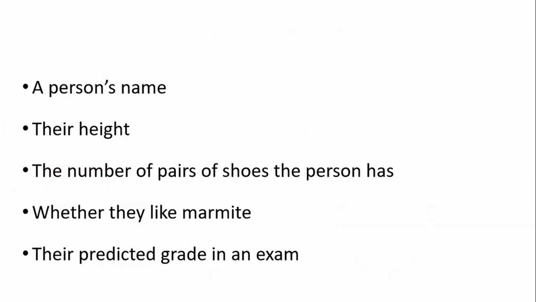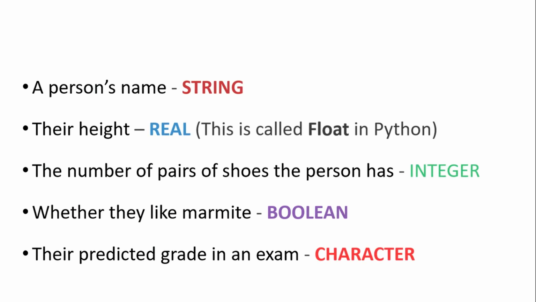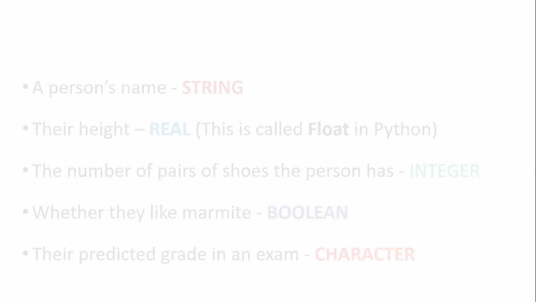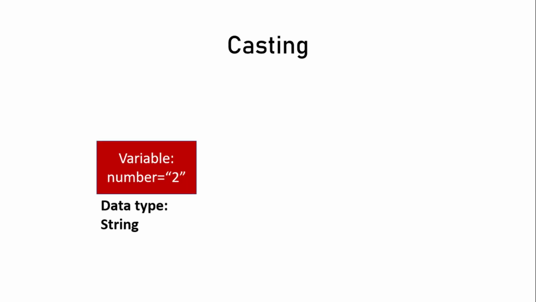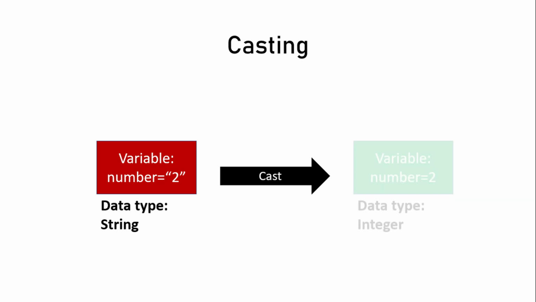Let's take a look again at the items we looked at earlier. Here are the appropriate data types. Casting is the process of converting one data type, for example a string, to another data type, for example an integer.